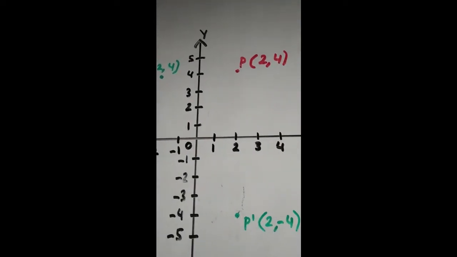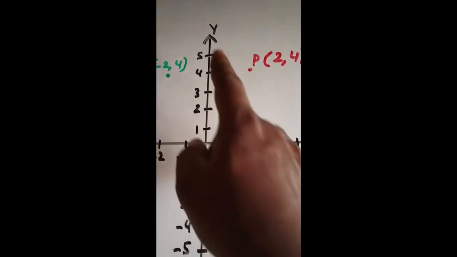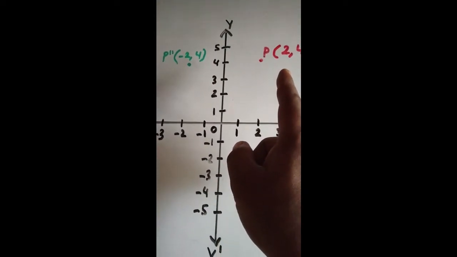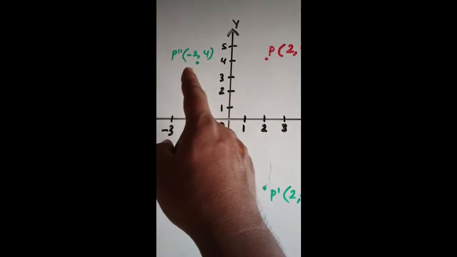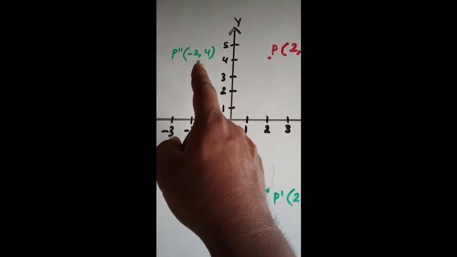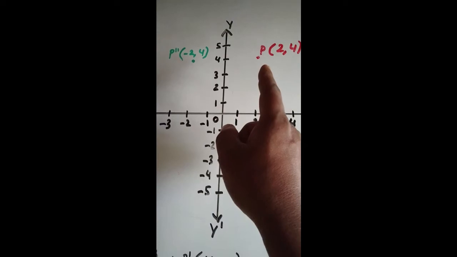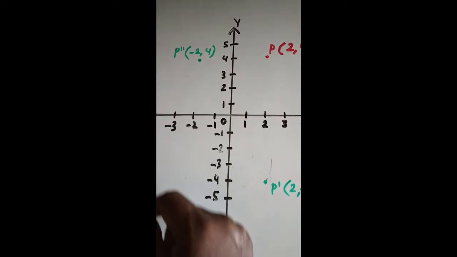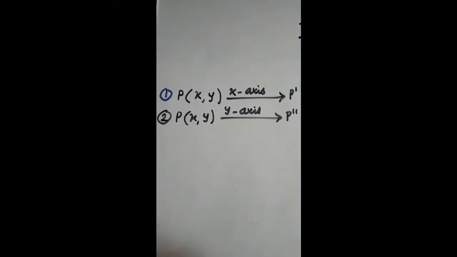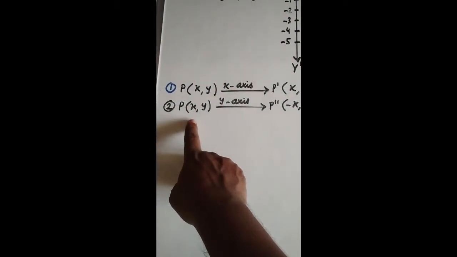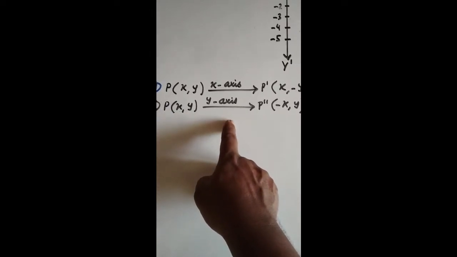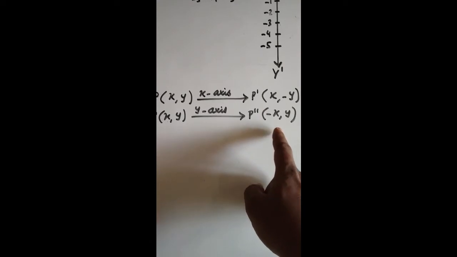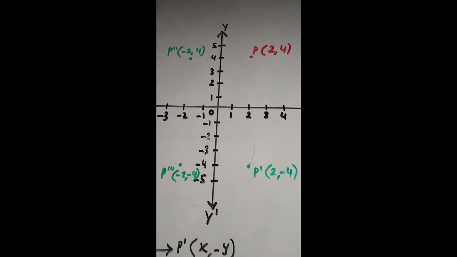Now when we reflect it on the y-axis, this becomes the mirror. So on reflecting, I get this point P(2, 4) as P double dash (-2, 4). So you can see the y value has remained the same, the x sign has changed. So we represent it in this way then. The second one, P(x, y) reflected on the y-axis gives you P double dash, that is (-x, y).